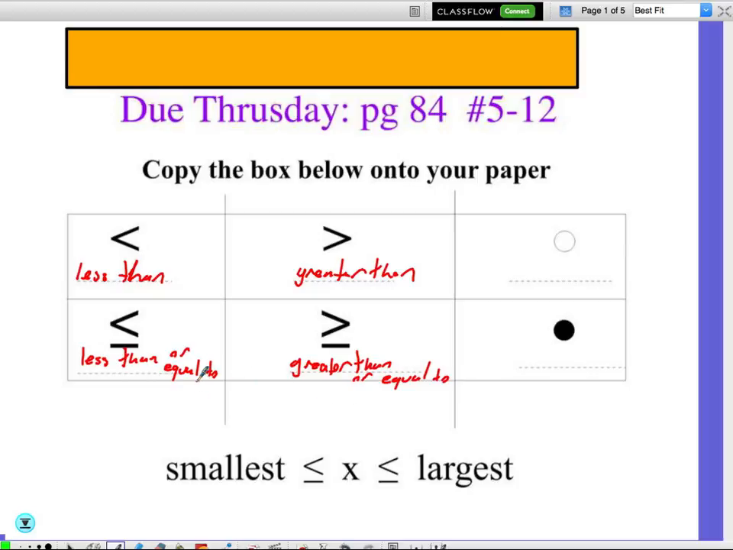Now, because we are going to graph some solutions on a number line, it's very important to note that whenever you have less than or greater than, you're going to be using an open circle. And when you have less than or equal to or greater than or equal to, you're going to be using a closed circle. Now this will make sense once we start solving for inequalities.